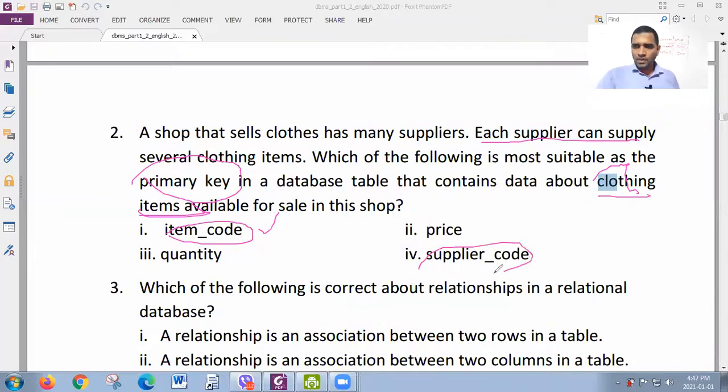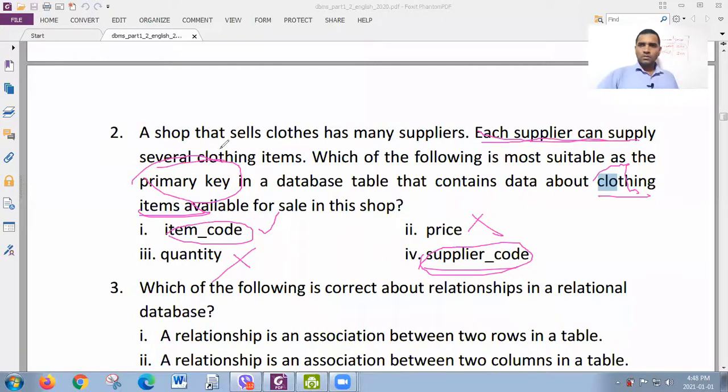But what about supply ID? Price can never be the primary key, there is no confusion at all. Even quantity never can be. Sometimes you may have some confusion about supplier code, because when it comes to code or number, we sometimes get confused. Here you may think that supplier code can be the primary key. No, because in the clothing item table, one cloth can have one supplier, but one supplier can supply many clothes. Look at the phrase: each supplier can supply several clothing items.